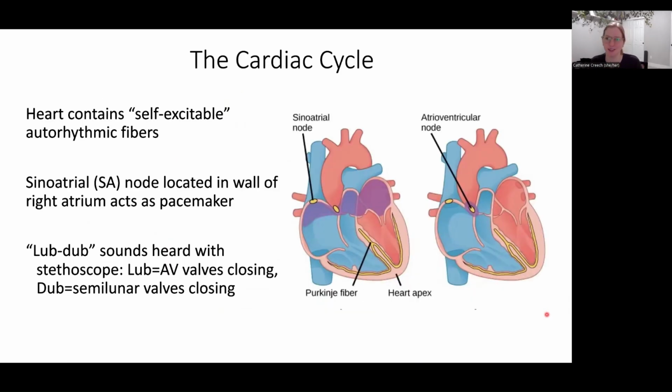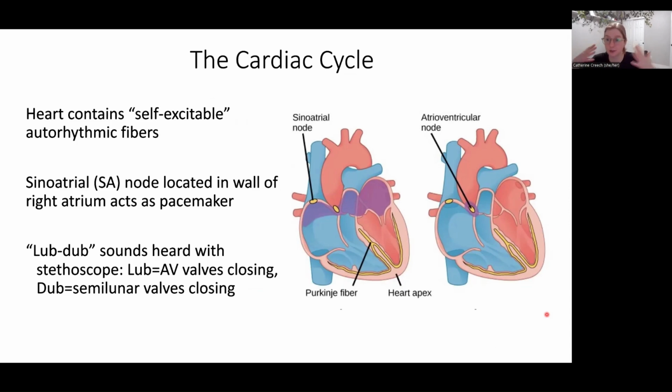Let's talk about how this is controlled. The control of the heart is called the cardiac cycle. Your heart contains autorhythmic fibers. When we say fiber, we mean neuron, that are self-excitable. That means that your heart keeps its own pace, regardless of what the rest of your body is doing. That doesn't mean that it's not talking to your body.